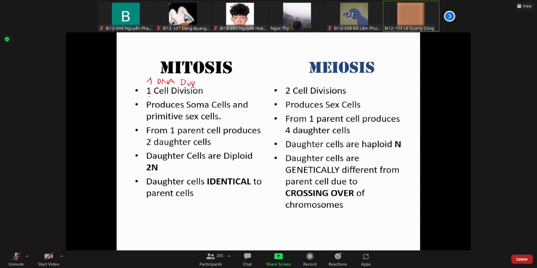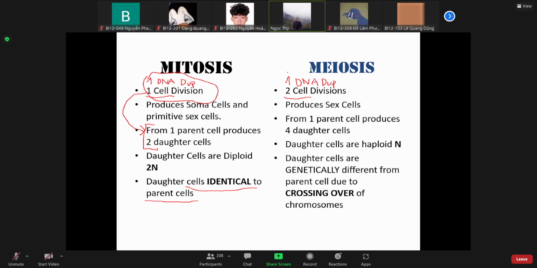And one time the cell was divided. Meanwhile, in meiosis, we also have one time the DNA was duplicated, and two times the cell was divided. As a consequence, in mitosis, one mother cell produces two daughter cells, which have a genome, a genetic background, identical to the parent cell.